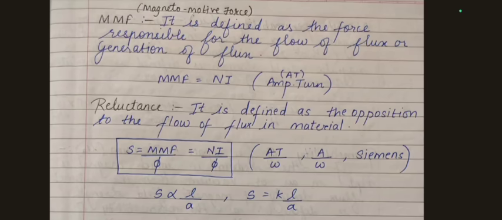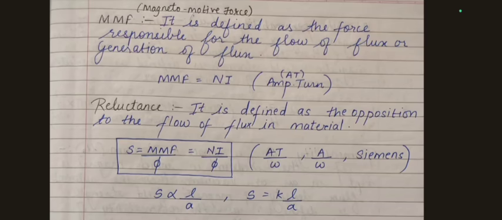Easy. Now what is the formula? Remember, this formula is very important, and numericals are asked on these small formulas. They test how well you can remember your formulas. MMF is N into I, that is number of turns into current, and the SI unit is ampere turn. So N is the number of turns and I is the current, and that is MMF, magnetomotive force.